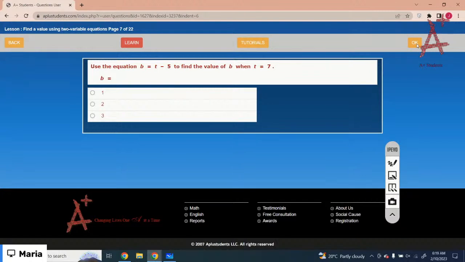So it is 7 minus 5 is 2. So the correct option is 2. Just select the correct option and click on the OK button.